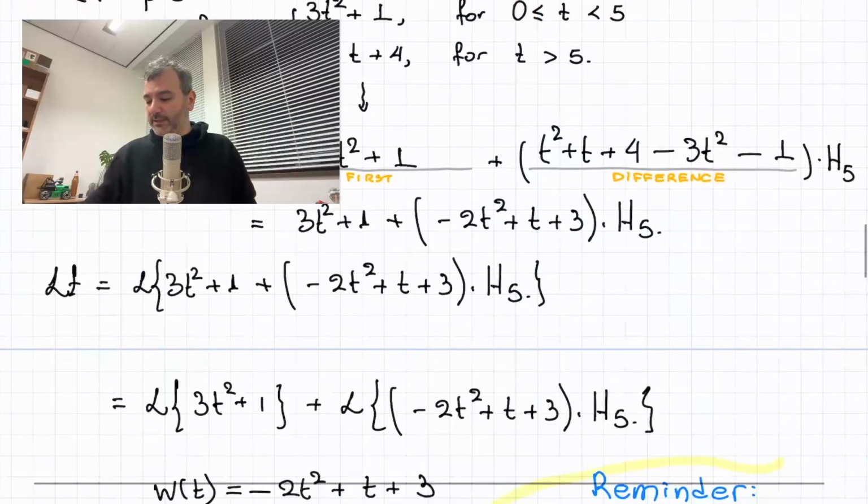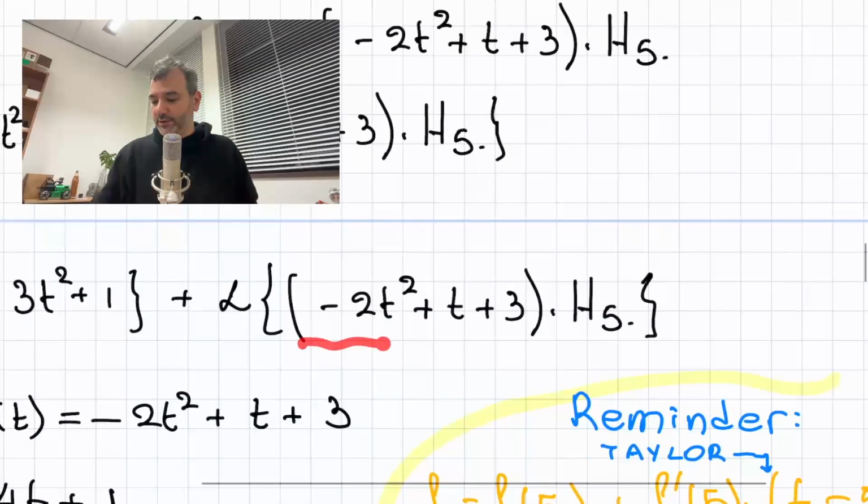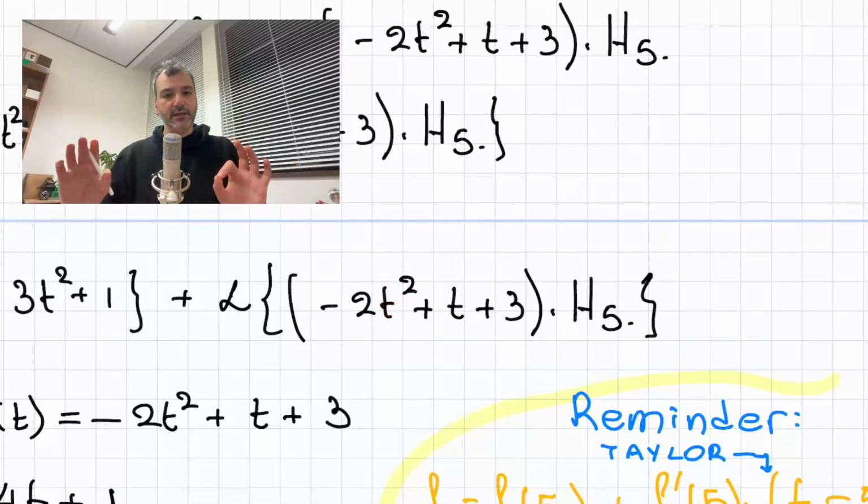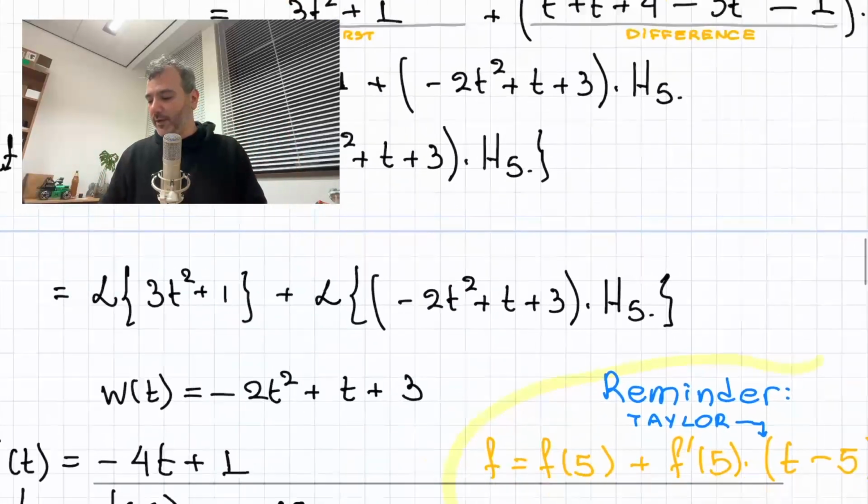Laplace of f evaluated at t minus a, that would be t minus 5 in our case, times Heaviside at 5. The problem is, if you look here, this is a function of t. We would like, ideally, to have it written down as a function of t minus 5. I don't want to see t over here. I want to rewrite it in a way to have t minus 5. So let's see how we can do this.